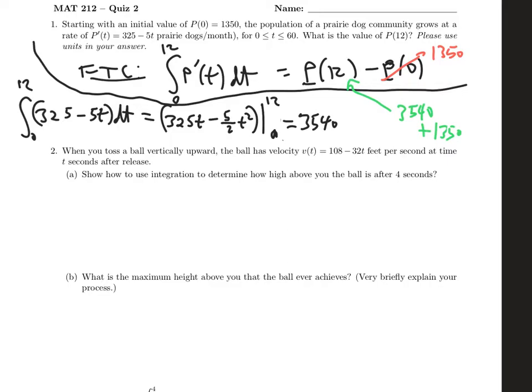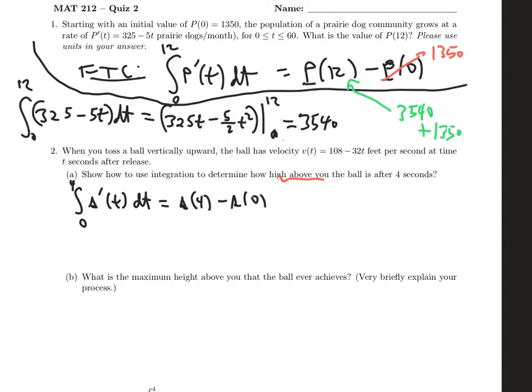In part number 2, since the question here just asks how high above you the ball is, then that really is the displacement. In other words, if you figure out the position of the ball at 4 seconds and subtract the position of the ball at 0, that is exactly how high above where the ball started. So it's the same deal here. I'll use the letter S for my position function like they do in the book. But again, if we start with the fundamental theorem of calculus, then we can't possibly get this wrong.